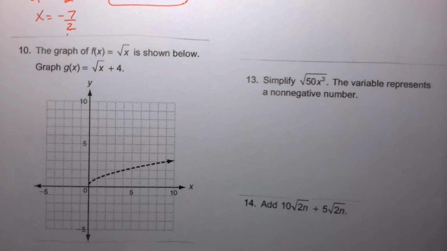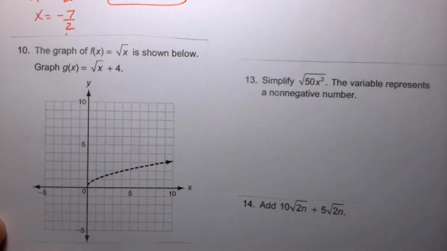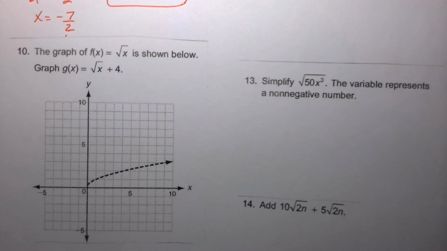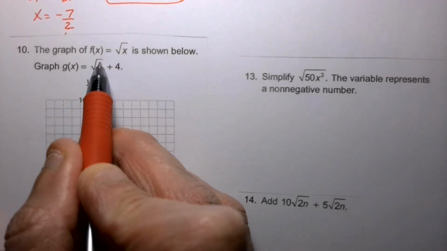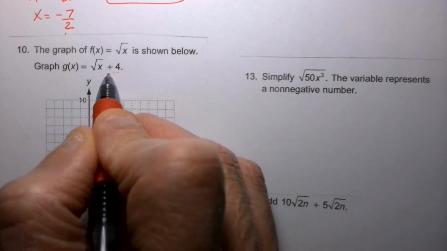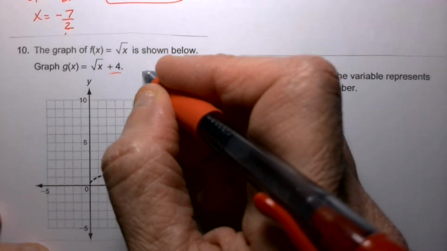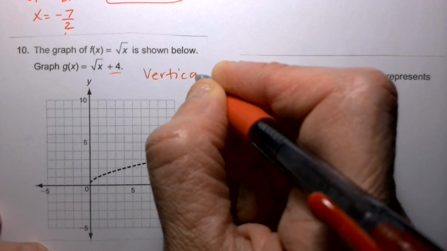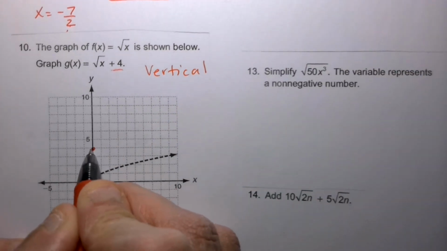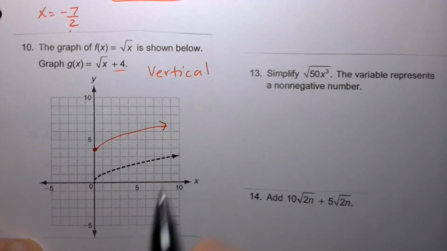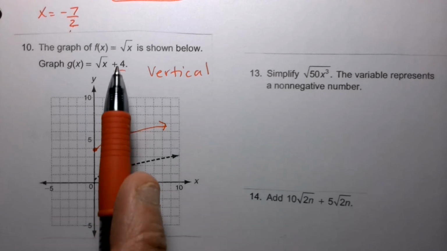But there is a page that shows all these translations, and if you want it and you can't find it, email me. But it shows that when you add things outside of the square root, like this is not inside the square root, it's a vertical shift of that amount. So +4, go up 4, boom. That's your answer. You don't have to do anything more with this. I want you to just understand the shifts.